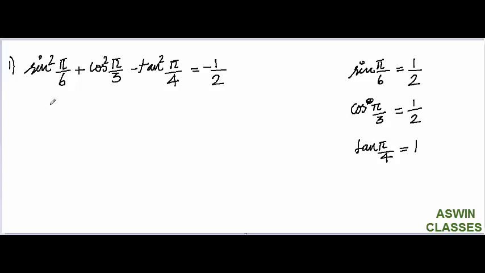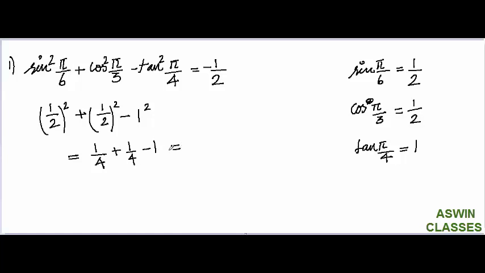You will get 1 by 2 whole square for the sine square, plus again 1 by 2 whole square, minus tan square pi by 4, which is 1 square. This is equal to 1 by 4 plus 1 by 4 minus 1. 1 by 4 plus 1 by 4 is actually 1 by 2. 1 by 2 minus 1 is equal to minus 1 by 2, which is our RHS. Hence we proved.